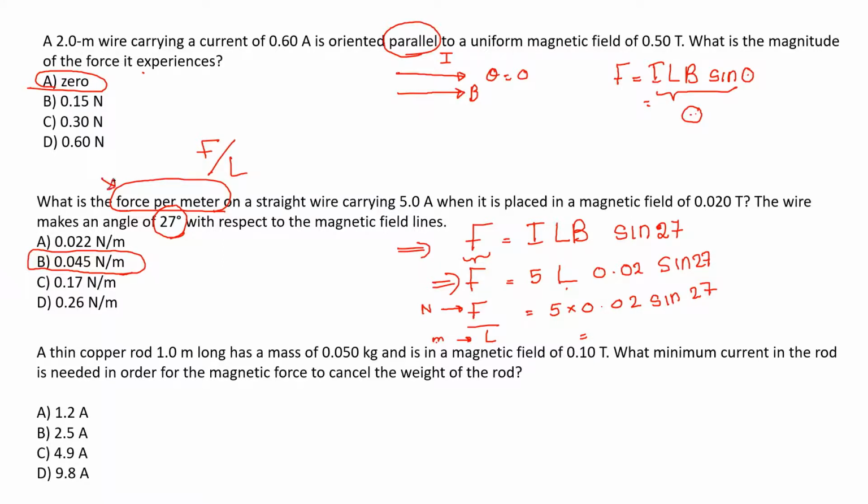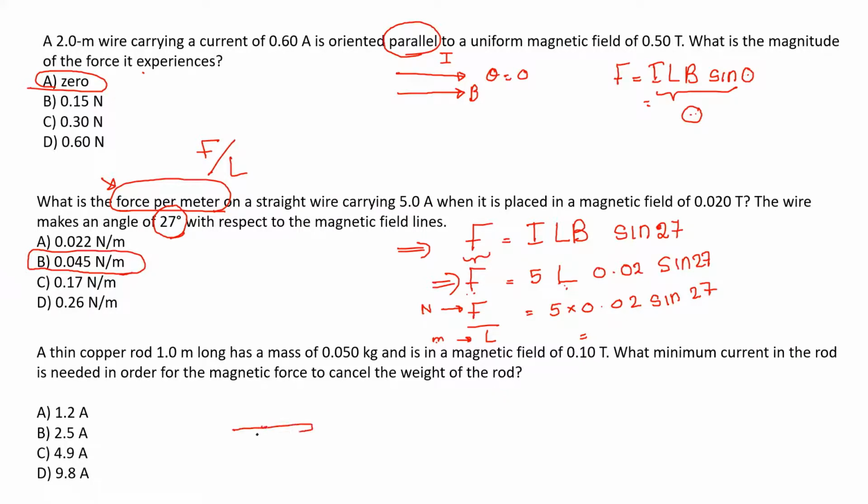I wasn't sure what they're asking for, force per meter. So what I did was I did the problem and then I could see, oh, they're asking for F over L. So I'm going to do the same thing for this problem. A thin copper rod, 1 meter long, has a mass of 0.5 kilograms and it is in a magnetic field. What is the minimum current in the rod needed in order for the magnetic force to cancel the weight?